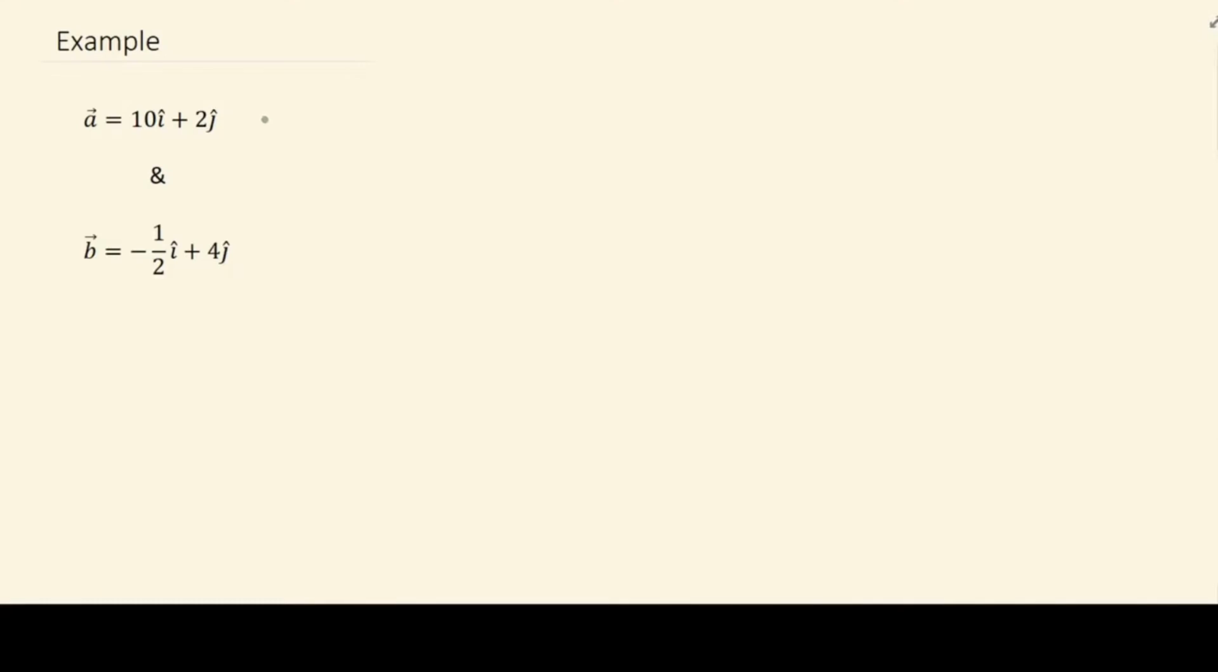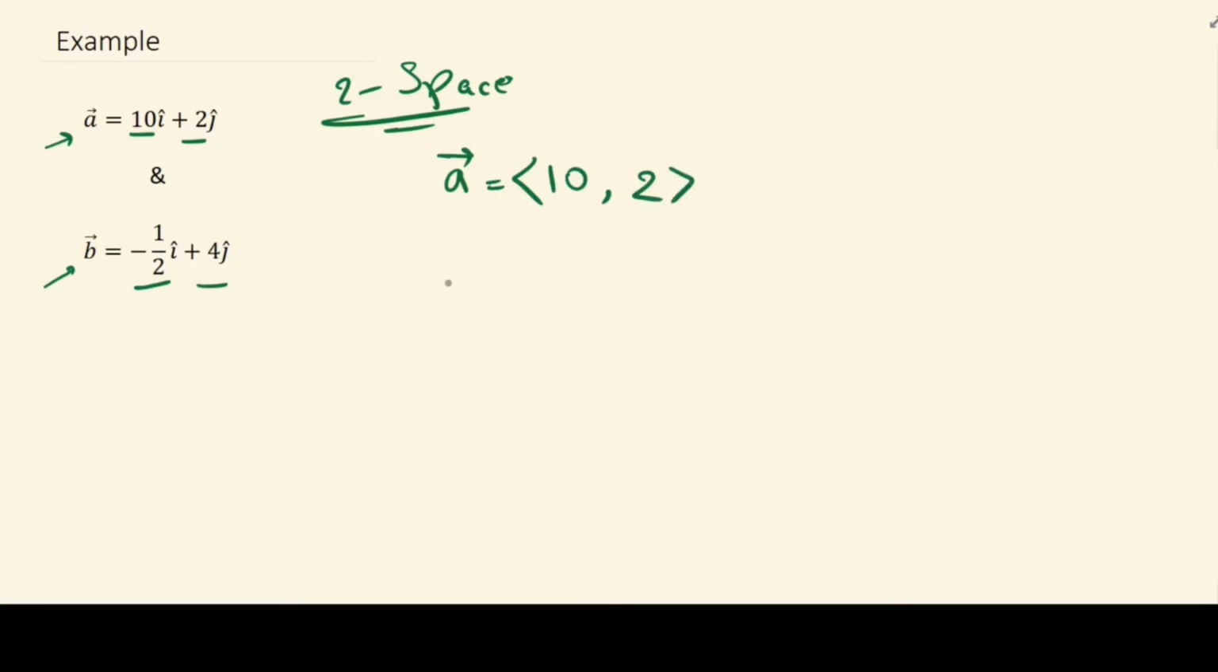Now let's look at a very simple example in two-dimensional space. So our vectors have two components. Vector A has two components. Vector B similarly has two components. So A equals 10i plus 2j, and so that basically means vector A is (10, 2), and B equals minus half as the first component in the x direction, and plus 4, which is the component in the y direction.